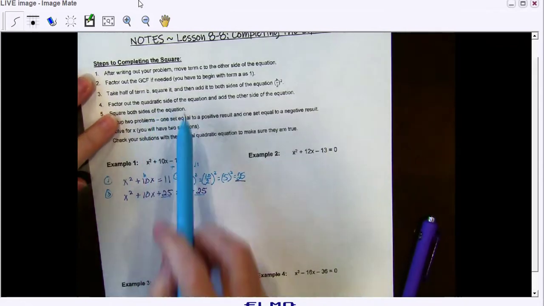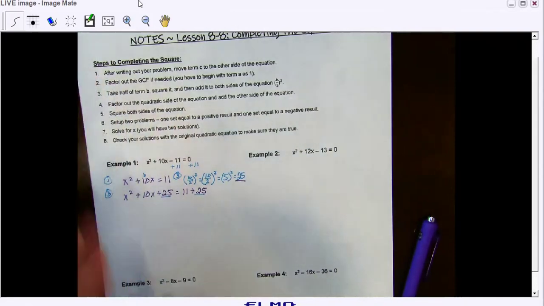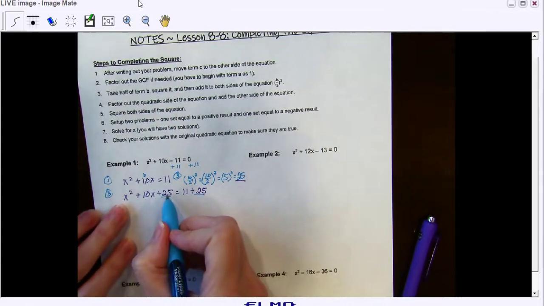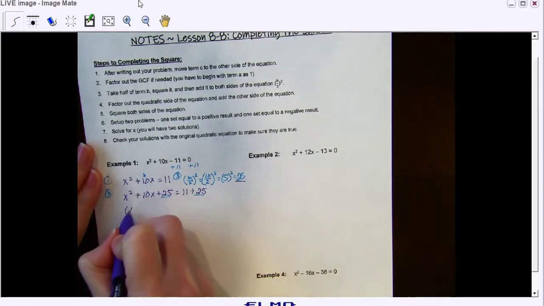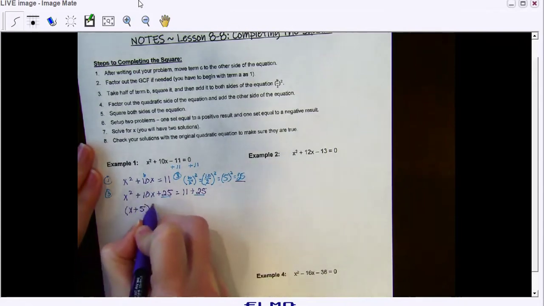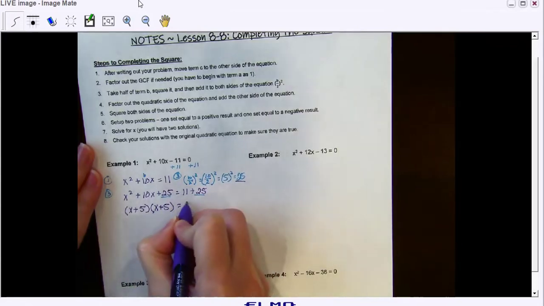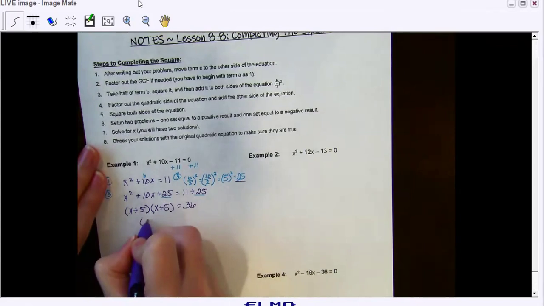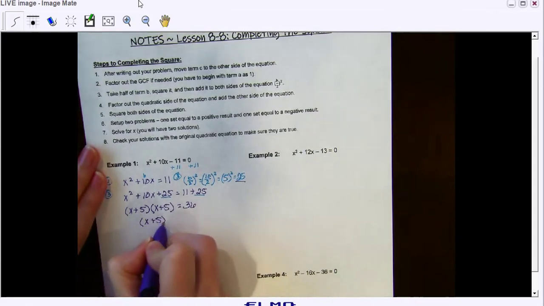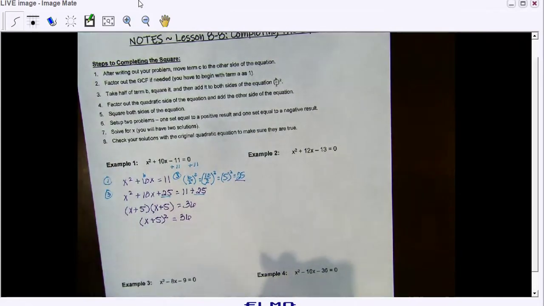We're going to factor out the quadratic side of the equation and add the other side of the equation. So these are perfect squares. And when you have perfect squares, and this is a positive, we have x plus 5 times x plus 5 equals 11 plus 25 is 36. And remember, we need to end up writing this as x plus 5 squared equals 36. So we factored it out.